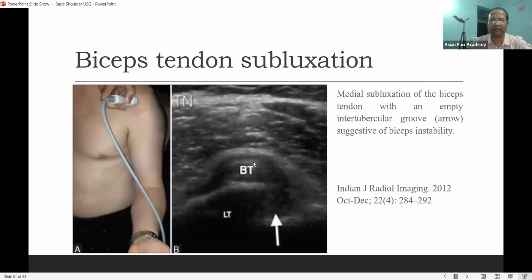There can also be biceps tendon subluxation. The groove is here, but you can see the tendon over the lesser tuberosity.